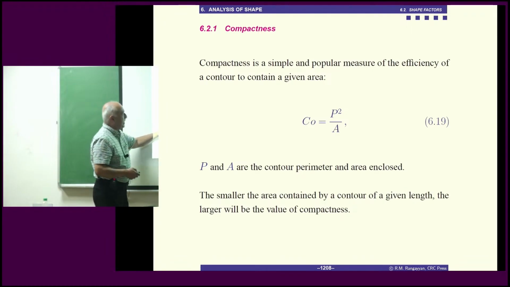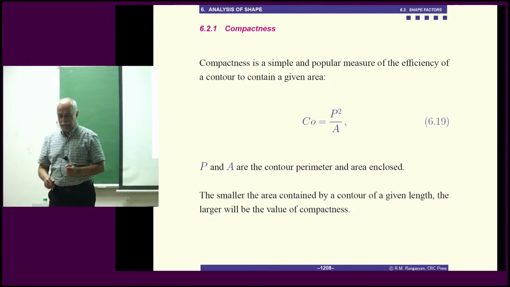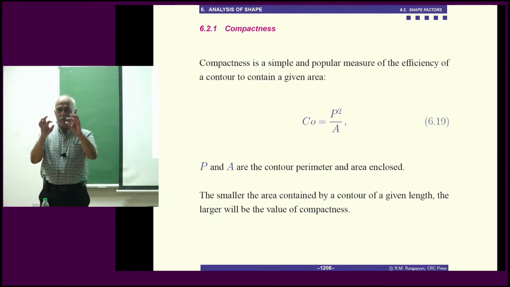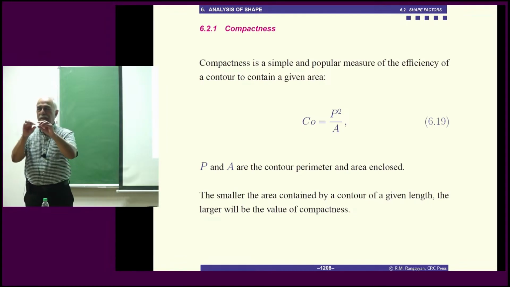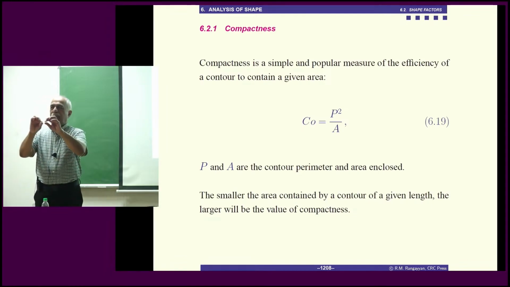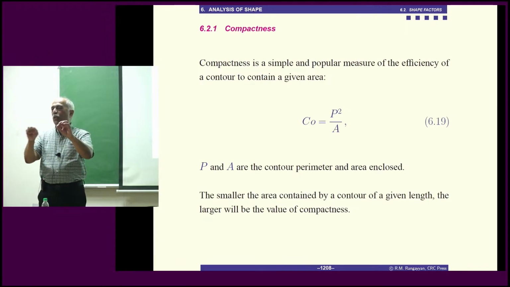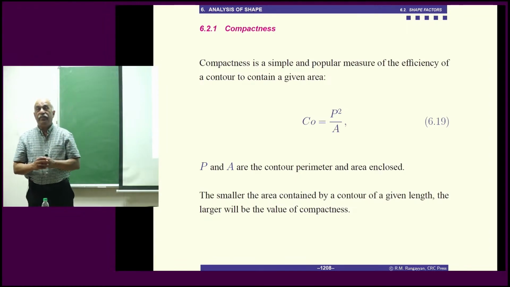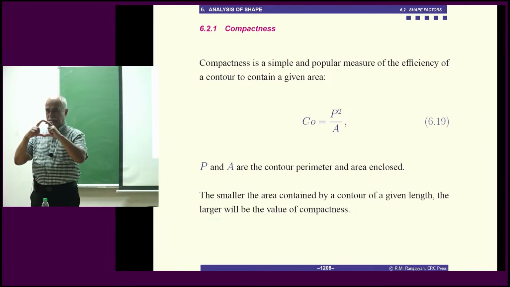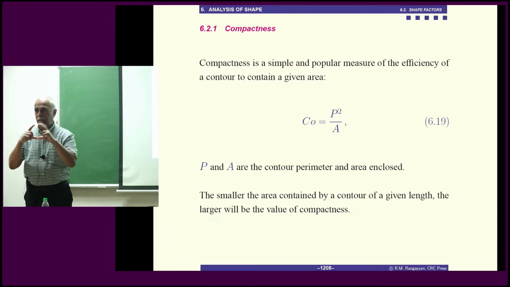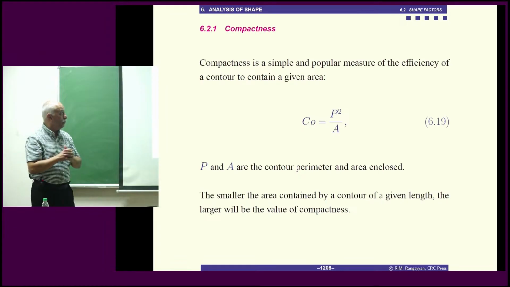The smaller the area contained by a contour of a given length, the larger will be the value of the compactness. So you can take a piece of string of a certain length, and you can form various shapes. If you just fold the string in half, there's not much area, so it is not an efficient representation of area. If you want maximal area to be contained within that string of a fixed length, then you should make a circle. You get maximal contained area.